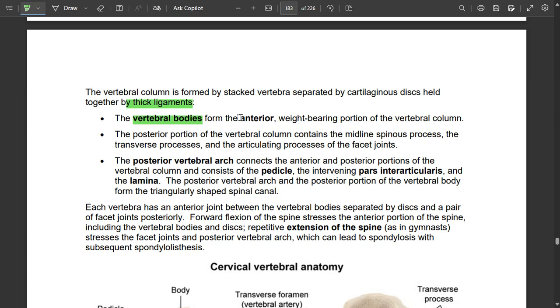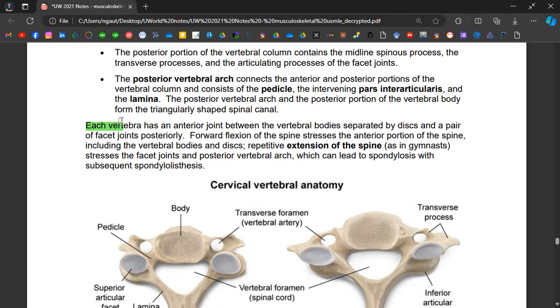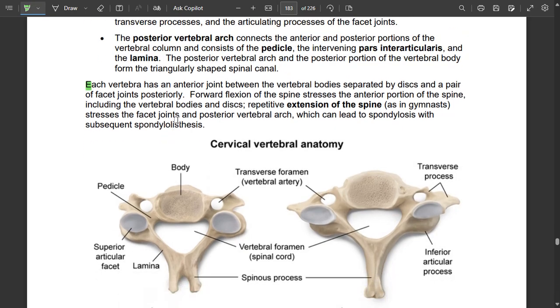The posterior vertebral arch and the posterior portion of the vertebral body form the triangular shaped spinal canal. Each vertebra has an anterior joint between the vertebral bodies separated by a disc, and a pair of facet joints posteriorly. Forward flexion of the spine puts stress on the anterior portion of the spine, the vertebral body and disc.